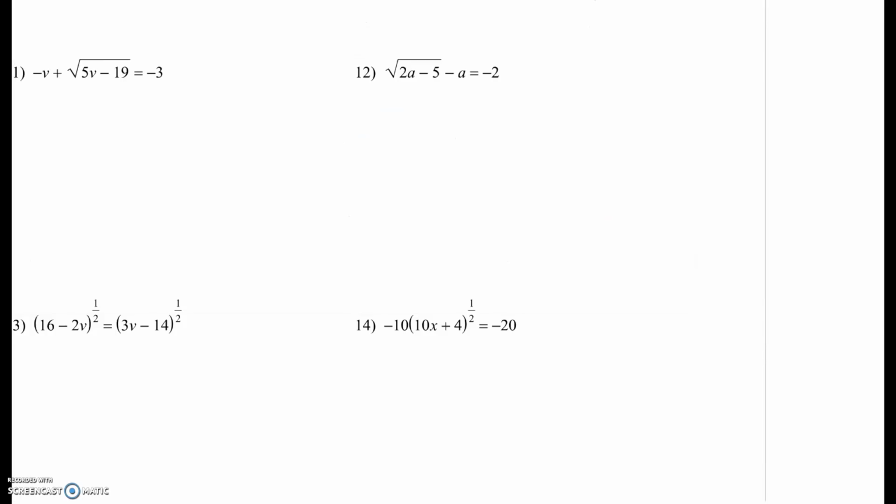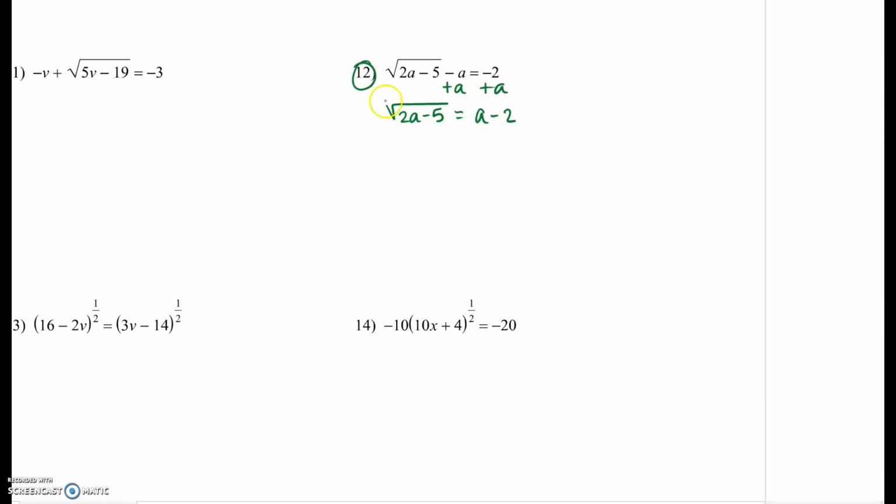Okay, guys, so we're going to finish off with 12 and 14. Okay, so let's start with 12. The first thing we want to do is add a to both sides. And so we have the square root of 2a minus 5 equals a minus 2.